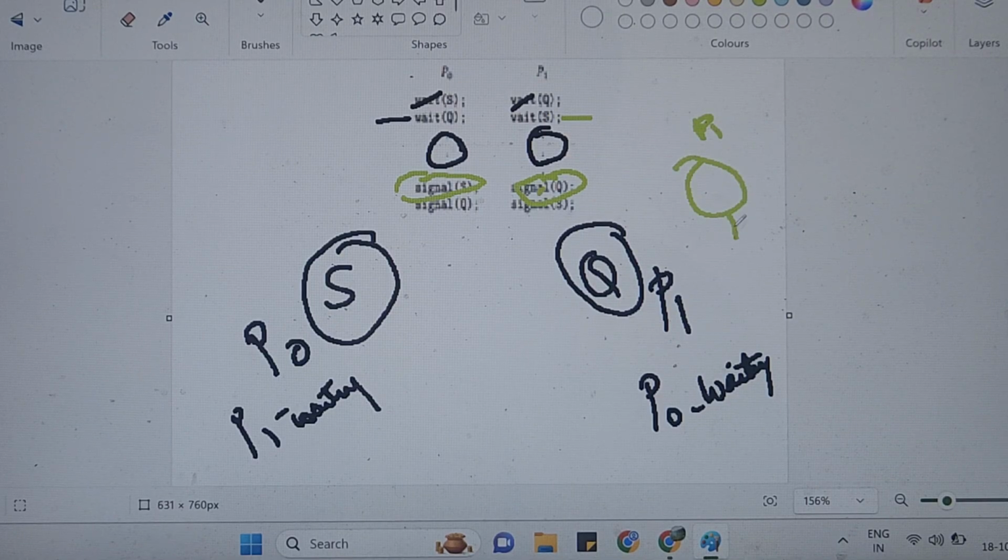You have P1, P0. So this one needs this one's resource to finish its job. This one needs this one's resource to finish its job. Both of them have one resource each and do not have the one resource which is with the other. So ultimately neither of them can finish their job, because of which they don't give up their resource, because of which the other can also not finish its job. So this kind of a situation is called a deadlock.